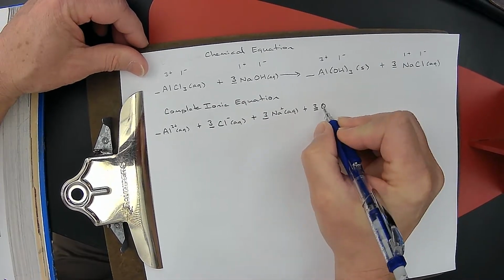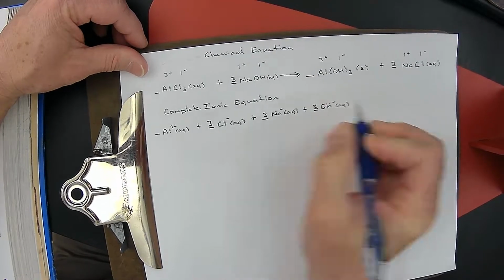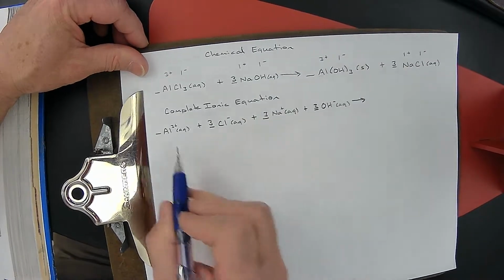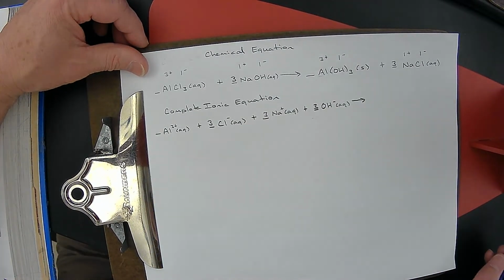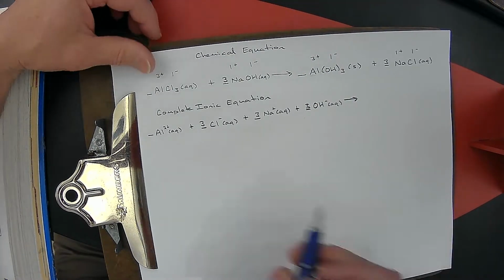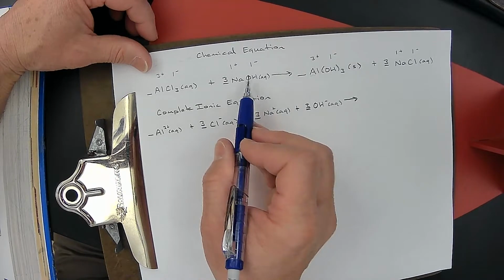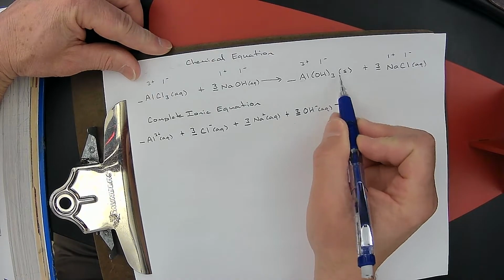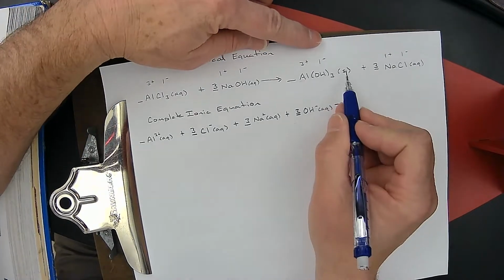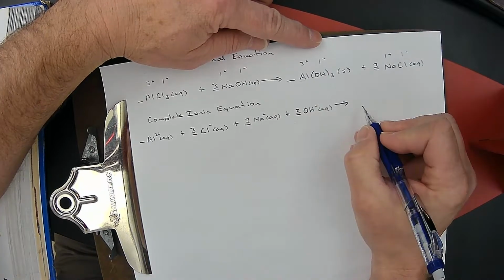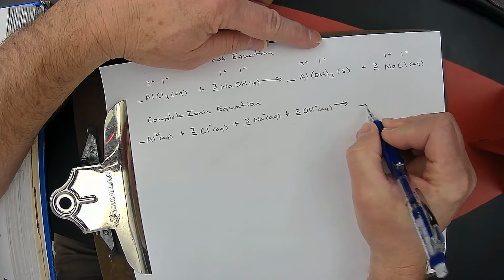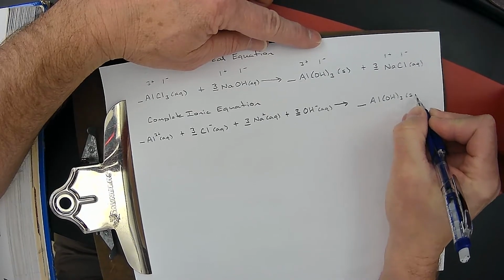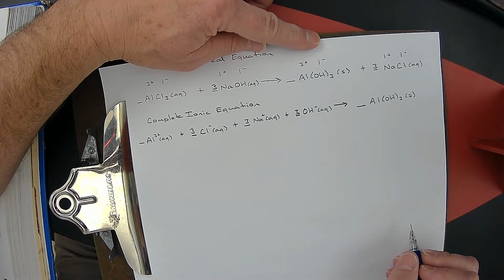I'm separating these because they are in an aqueous solution. And the complete ionic equation demonstrates the substances as they are in the solution. So I need to separate them. And there's 3 Na pluses and 3 OH minuses. We have to be careful. When we get to the next substance, we do not separate it. It is a solid precipitate. So it would be incorrect to write this separated. Al(OH)3 is a solid precipitate, so we write it as a solid precipitate.